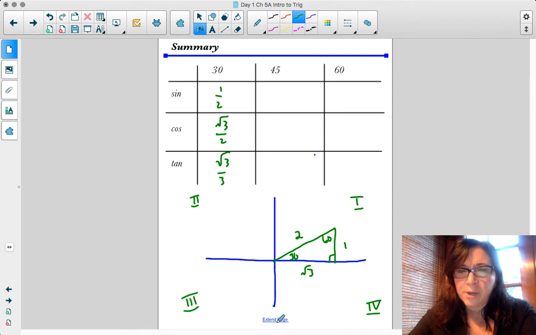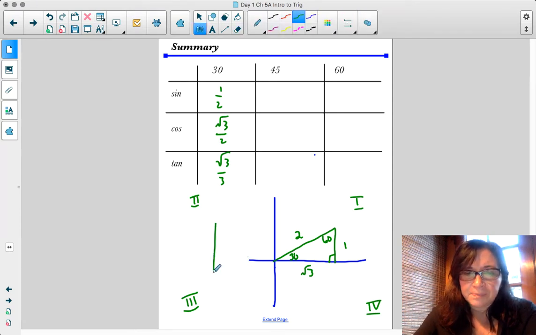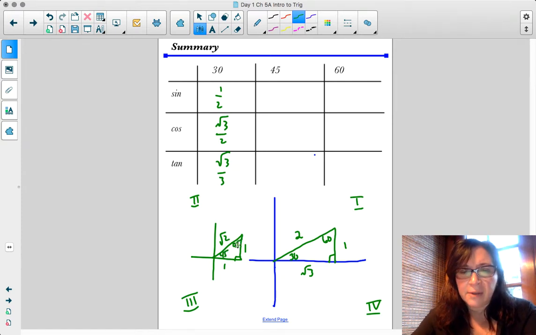Now, I could redraw another triangle. I could erase that too. Let me just erase part of it. How's that? And in doing that, making a 45, 45, 90 triangle, where this is 1, 1, square root of 2, and this is 45, 45. Sine of 45 is 1 over root 2, which is root 2 over 2. Cosine is adjacent over hypotenuse, root 2 over 2, and tangent is 1 over 1.